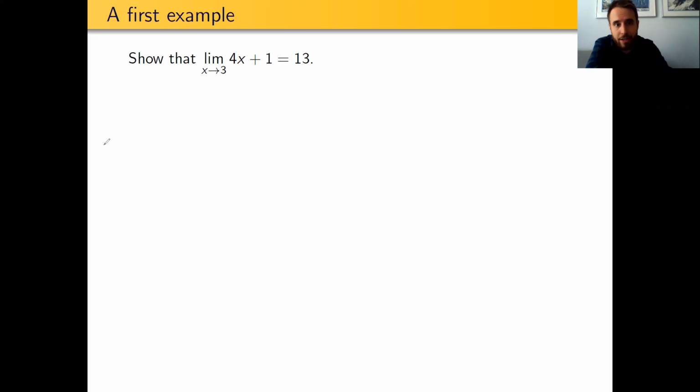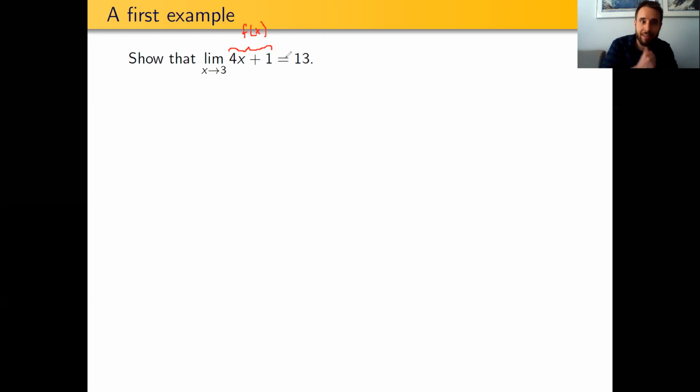We have our function f of x equals 4x plus 1. And our goal is to show that the limit as x approaches 3 of f of x is equal to 13.